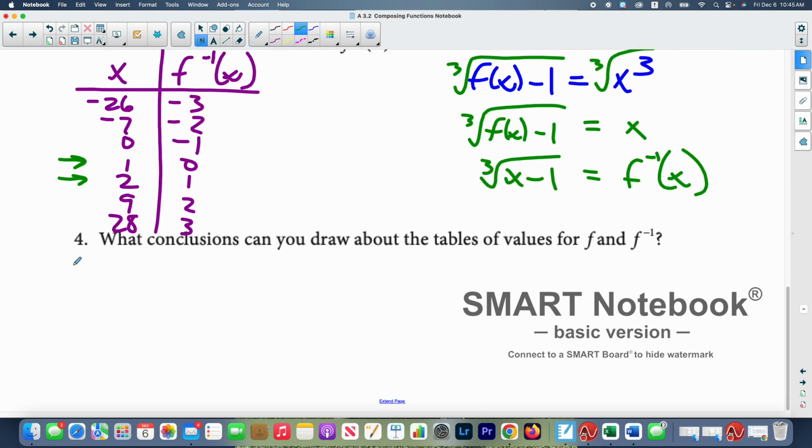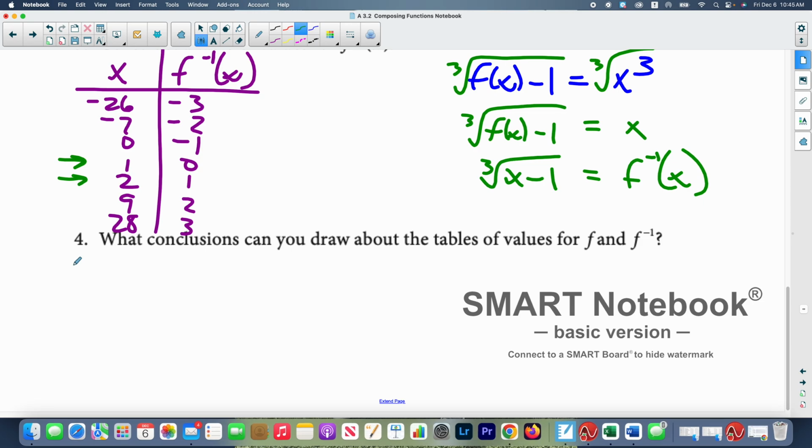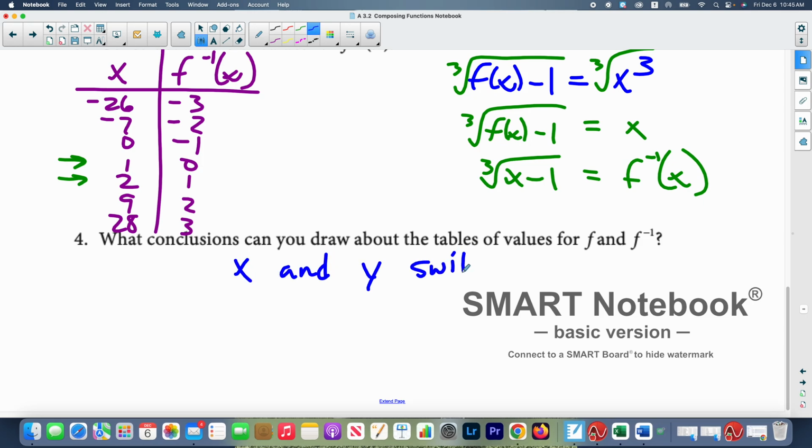Number 4. What conclusions can we draw about the table for f, which is the original, and the table for the inverse of f? What conclusions can we draw about those two tables? The sides have been flipped. Say again? The y and x. Okay, so x and y have been switched. So that's what we're seeing there, that the x and the y are switching. All right? What is domain?